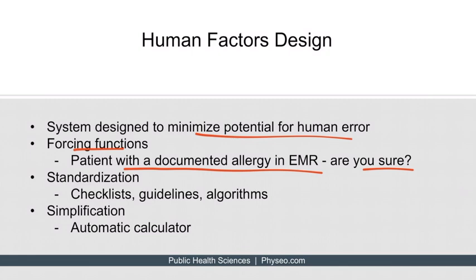Another way to reduce human error is through standardization. This comes in the form of checklists, guidelines, and algorithms, so the physician is forced to review evidence-based protocol before taking any action. Finally, simplification is another important design element when reducing human error. An example of this would be implementing an automatic calculator for determining a weight-based drug dosage versus having to do the calculation manually each time to reduce mathematical errors.